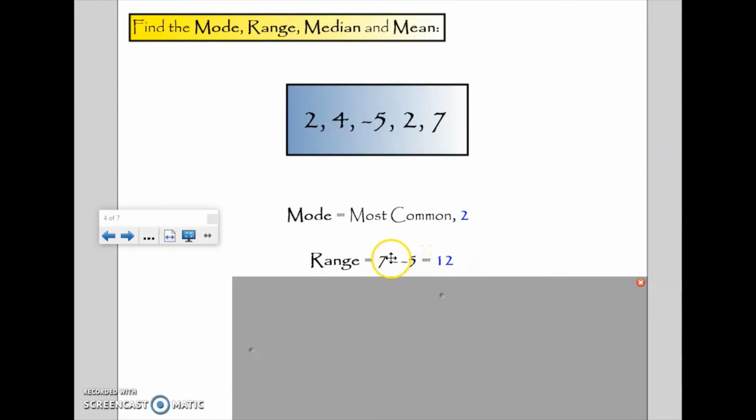This is a very common mistake that students make. They forget that when you're subtracting a negative number, it becomes an add. So that's telling us the spread of the data, the range of the data is 12.